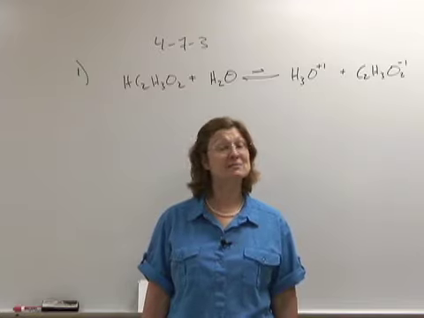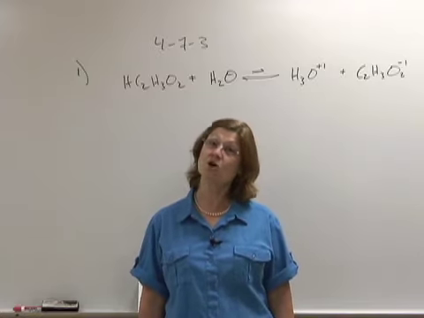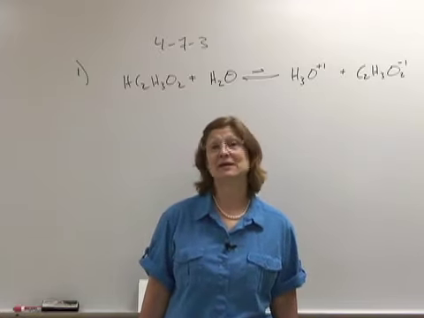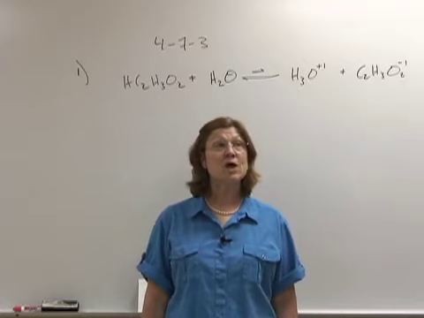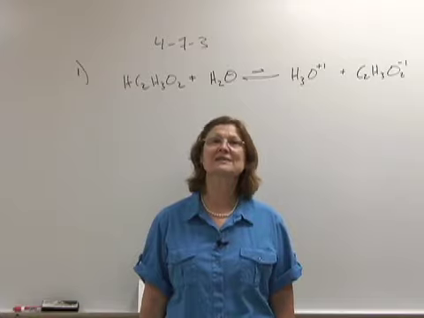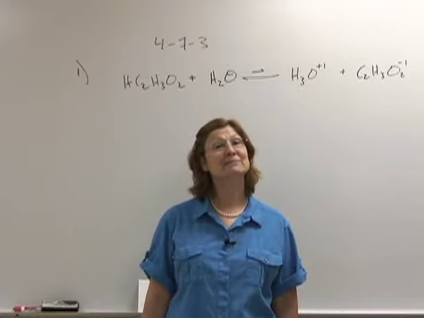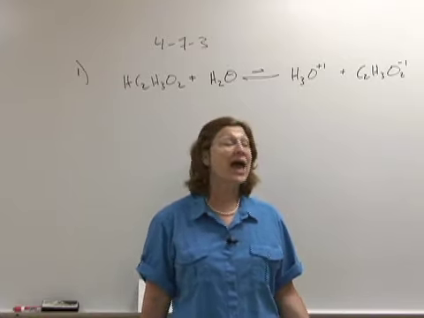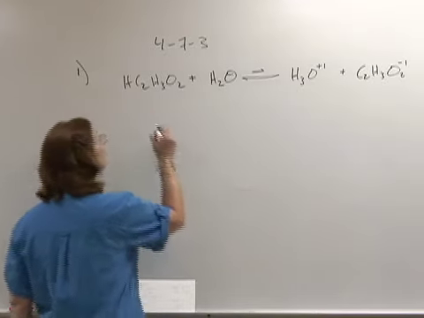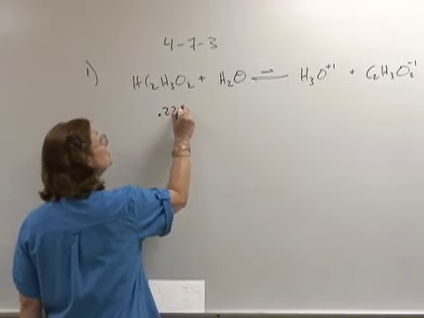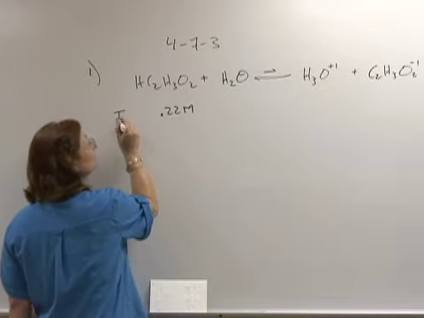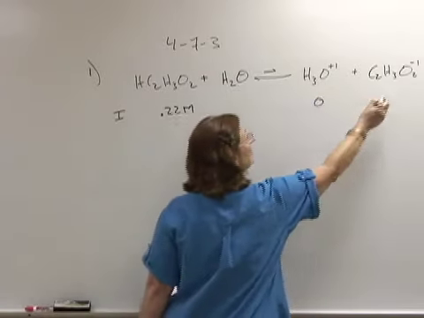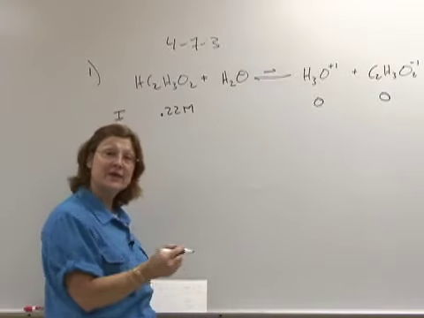In number 1, the first thing I have to ask myself is, is this a weak acid or a strong acid? Well, I know it's an acid because it begins with hydrogen, and acids begin with hydrogen except for water. It's not one of the 7 strong acids, and therefore it must be a weak acid. It's acetic acid, and I am given an original concentration of 0.22 molar. And so that is my initial value, and I have no dissociation initially.